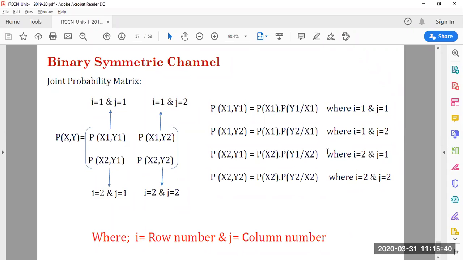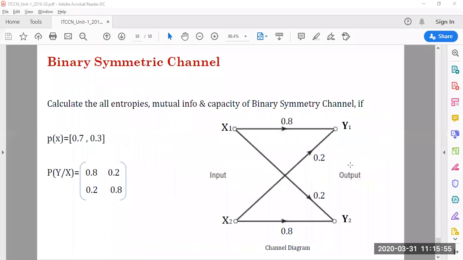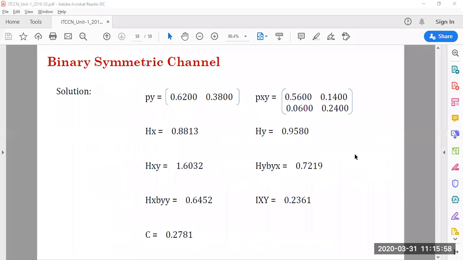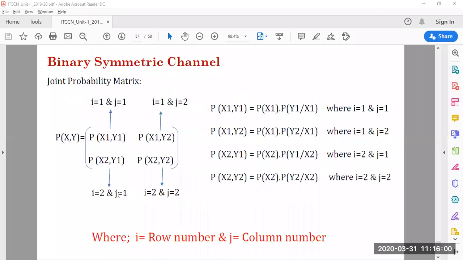Okay, the first row is 0.56, then 0.14, then 0.06. It should be 0.06 and then 0.24. Correct. Okay, so the answer is correct. 0.56, 0.14, the first row of P of x comma y, and then the second row is 0.06 and then 0.24.